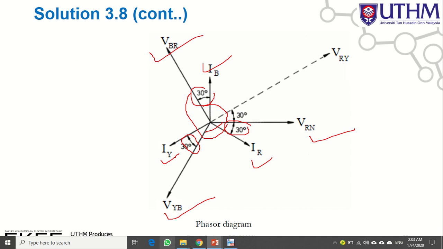Okay, I think that's all for the YY system. We have so many examples, I think. I hope you can understand how to analyze the YY system. If you understand how to analyze the YY system, you can easily understand how to analyze the delta-Y system, delta system, or Y-delta system. You can easily analyze the other three types of circuit configuration. That's why in this subtopic I try to explain how to analyze the YY system by using a few examples.